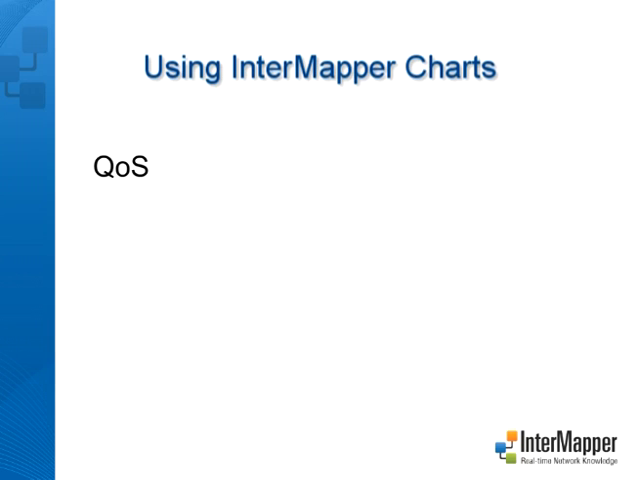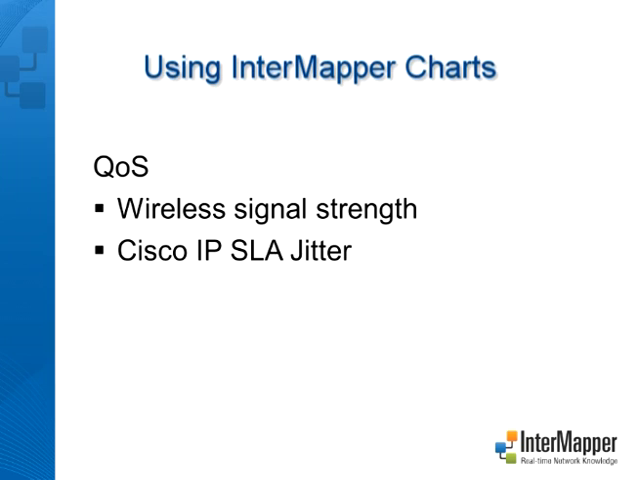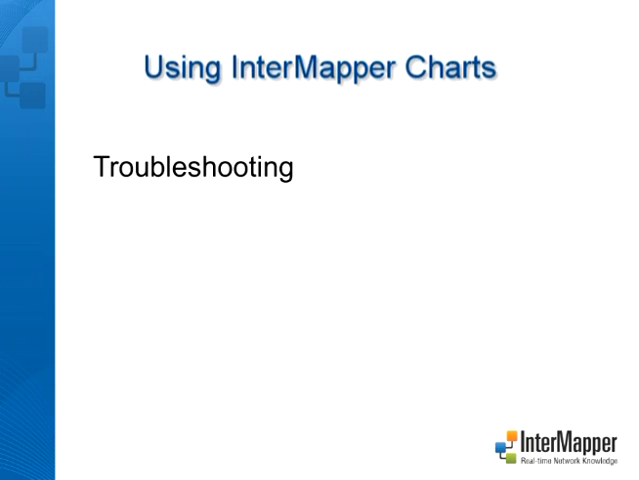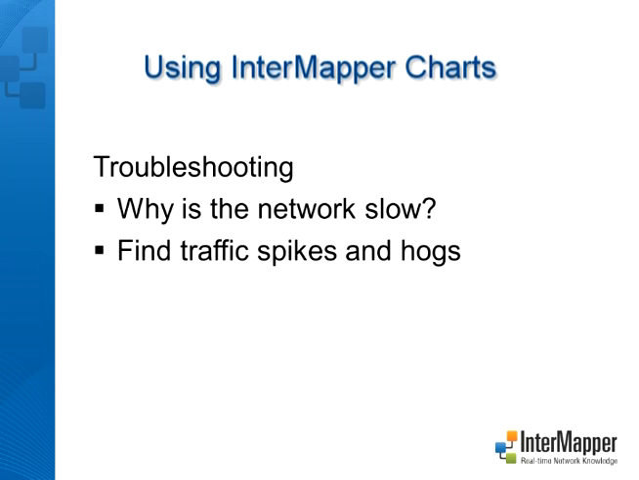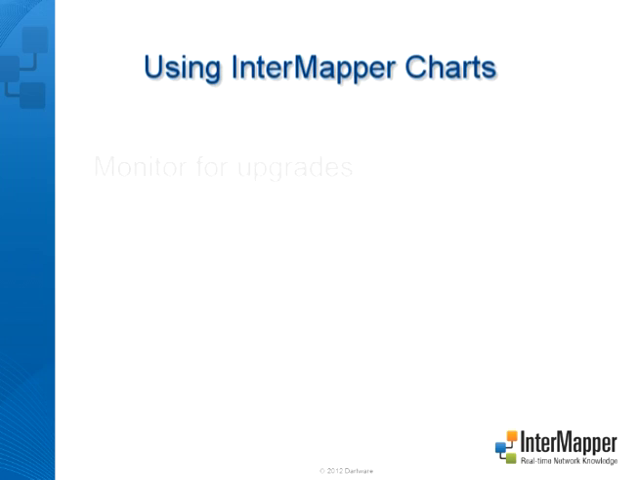Why use charts? To monitor quality of service. Use the wireless probes to chart signal strength. Use the Cisco IP-SLA jitter probe to chart jitter and latency on your video cameras. To troubleshoot your network. Find out why the network is running slowly. Identify spikes in use or traffic hogs. Identify areas needing load rebalancing.